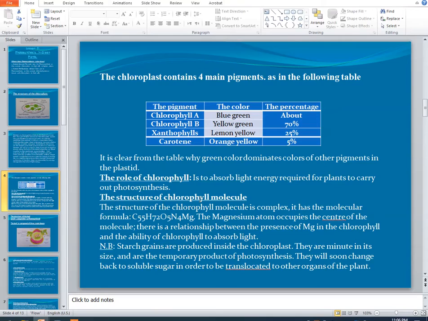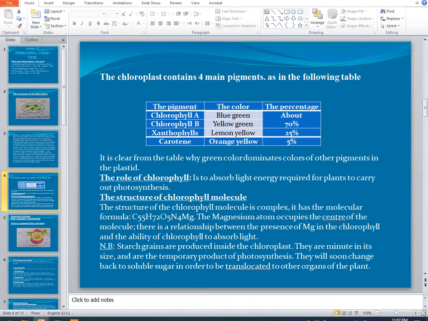Number two, it is to absorb light energy. It's required for plants to carry out the photosynthesis process. The structure of the chlorophyll molecule: chlorophyll is a complex and has the molecular formula C55H72O5N4Mg. The magnesium atom occupies the center of the chlorophyll molecule, and there is a relationship between the presence of magnesium in the chlorophyll and the ability of chlorophyll to absorb light.